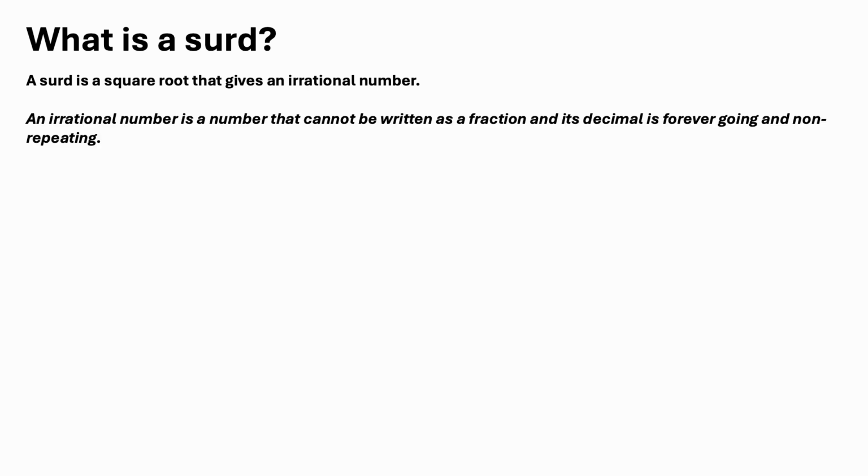So what is a surd? A surd is a square root that gives an irrational number, in which an irrational number is a number that cannot be written as a fraction and its decimal is forever going and non-repeating. So for instance, root 2 is a surd because root 2 cannot be written as a fraction, and if we write it as a decimal, we can see that it goes on forever and it's non-repeating.